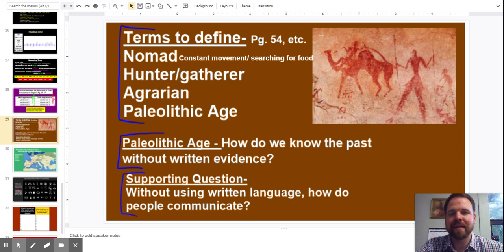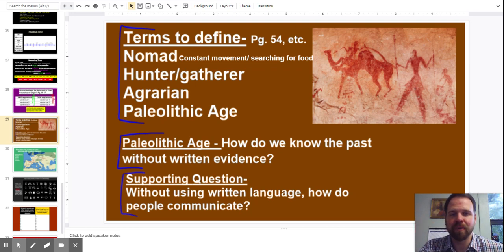So they are in a constant state of movement. They don't really have any permanent homes. That doesn't mean they never went back to a place, because they did. If they knew of a good cave for the winter, they would probably go there every winter. If they knew of a good fishing spot for the summer, they would go back to that spot. But they're constantly rotating between those spots, because they're always searching for food.